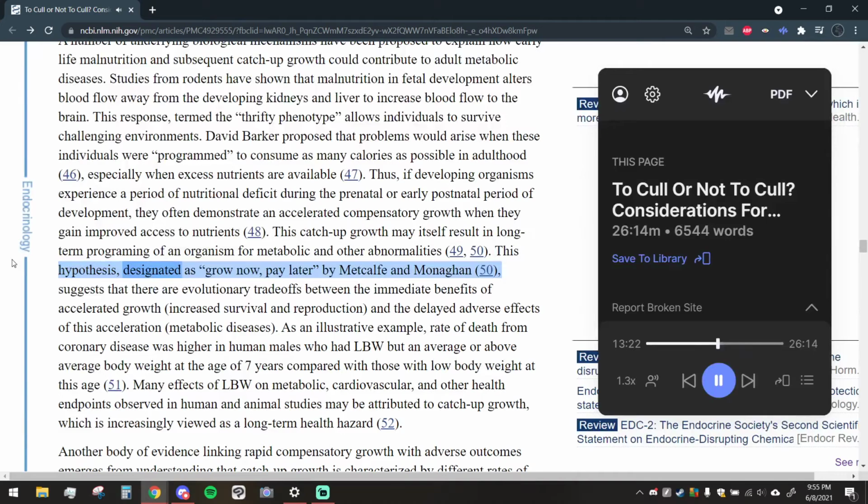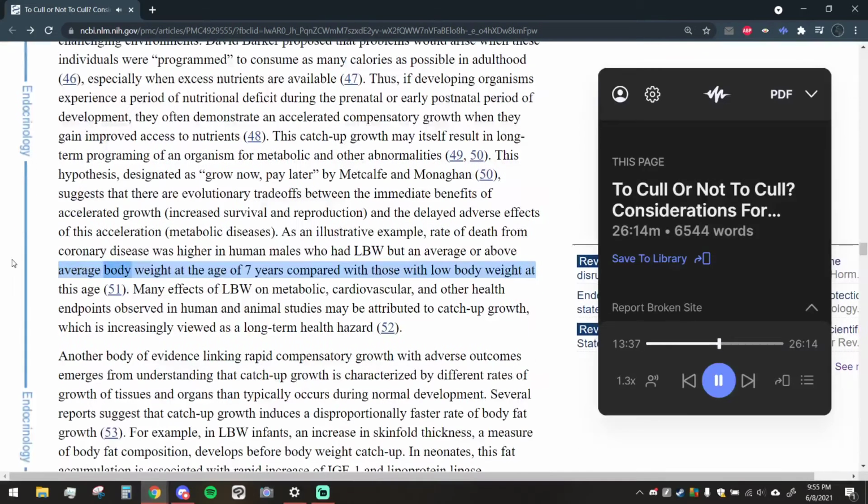This hypothesis, designated as Grow Now, Pay Later by Metcalf and Monaghan, suggests that there are evolutionary trade-offs between the immediate benefits of accelerated growth, increased survival and reproduction, and the delayed adverse effects of this acceleration, metabolic diseases. As an illustrative example, rate of death from coronary disease was higher in human males who had LBW but an average or above average body weight at the age of 7 years compared with those with low body weight at this age. Many effects of LBW on metabolic, cardiovascular, and other health endpoints observed in human and animal studies may be attributed to catch-up growth, which is increasingly viewed as a long-term health hazard.